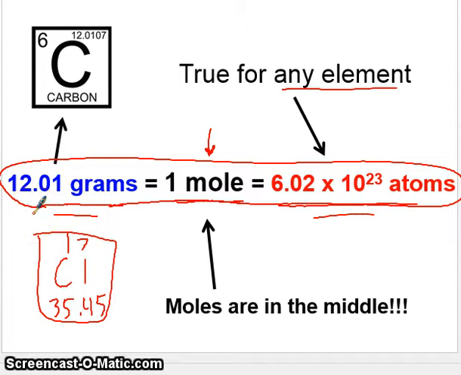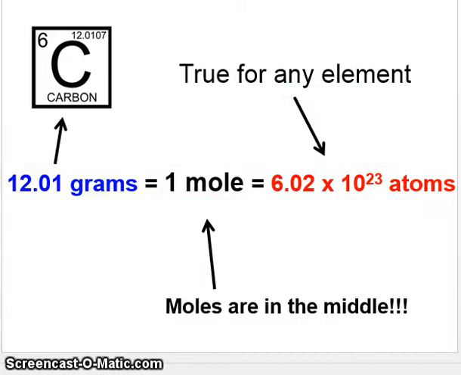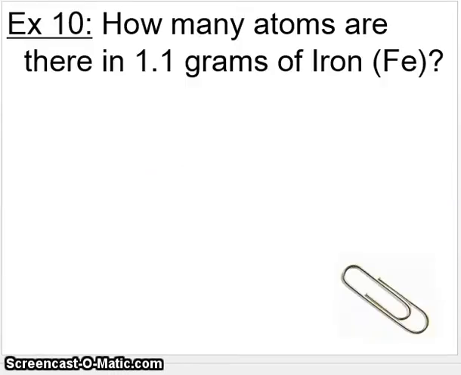So what you can do is you can actually convert from grams of a substance all the way to atoms of the substance, but you'll have to go through moles. And what we say is that moles are in the middle. Likewise, if you want to convert from atoms to grams of a substance, you'll have to go through moles. So this will be a two-step conversion. In fact, let's go ahead and try this.